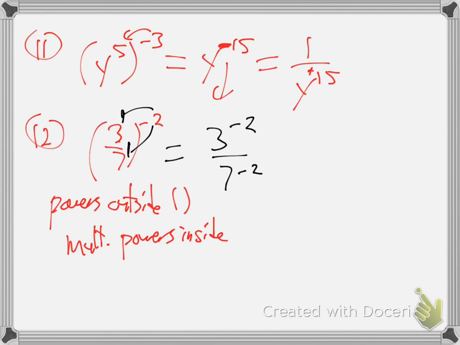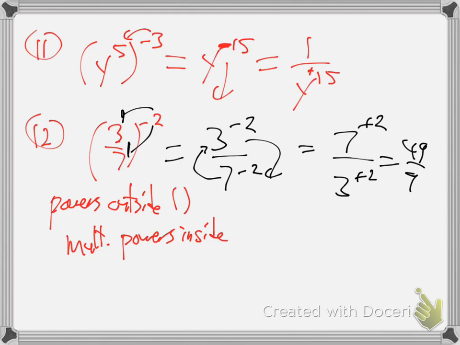Good so far. Negative powers? Jumping up, jumping down. 7 to the positive 2 over 3 to the positive 2, which is what? 49 ninths. Positive 49 ninths, right? Good there. Does that make sense, what happened? So the power up here multiplied the powers, and then they jumped and became positive after the jump. Good.